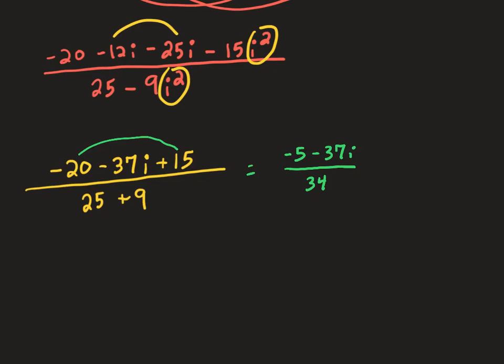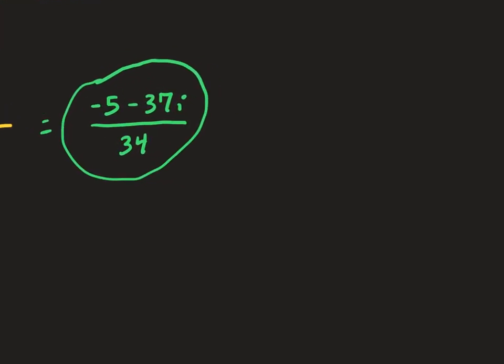So negative 5 minus 37i over 34. So the software may want it like that, or it may want you to split it up. Negative 5 over 34 minus 37 over 34 with an i out to the side.